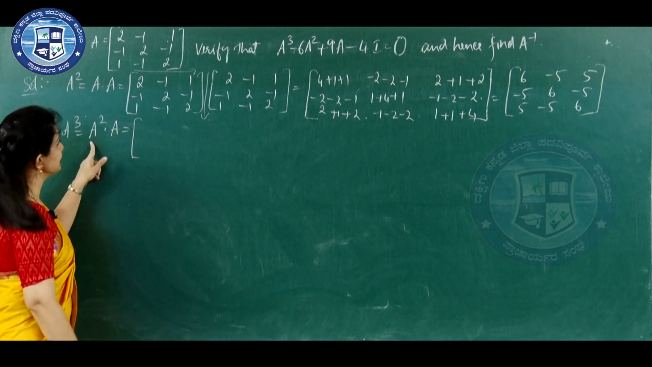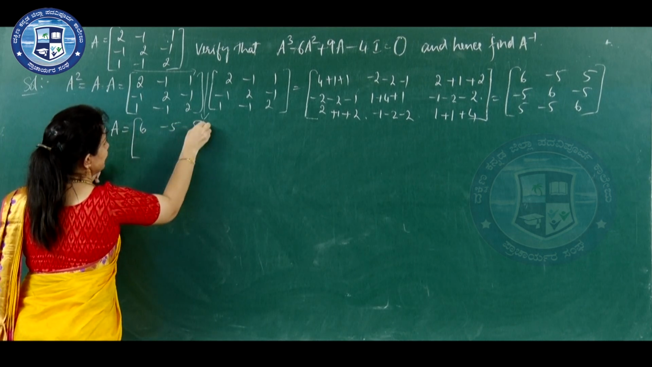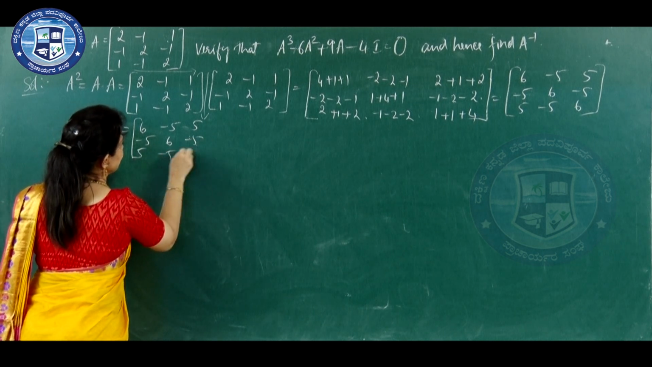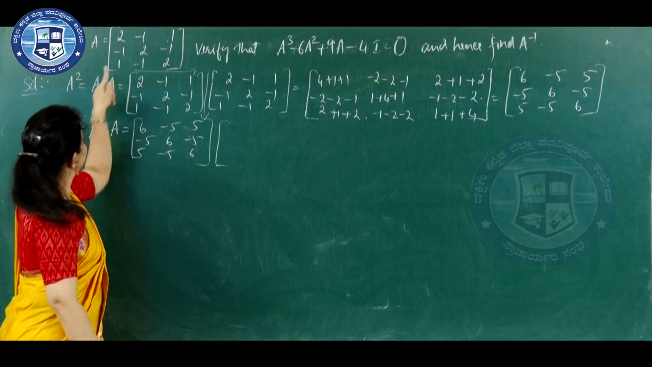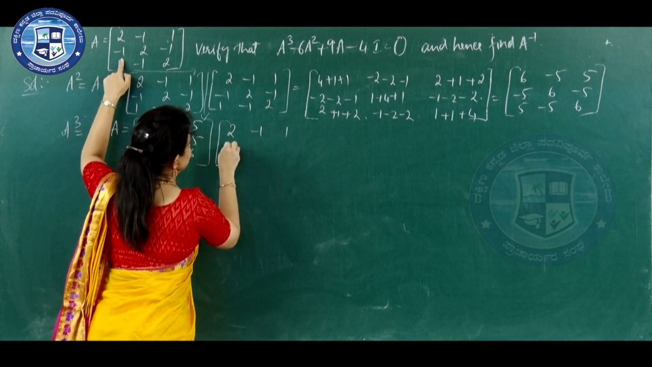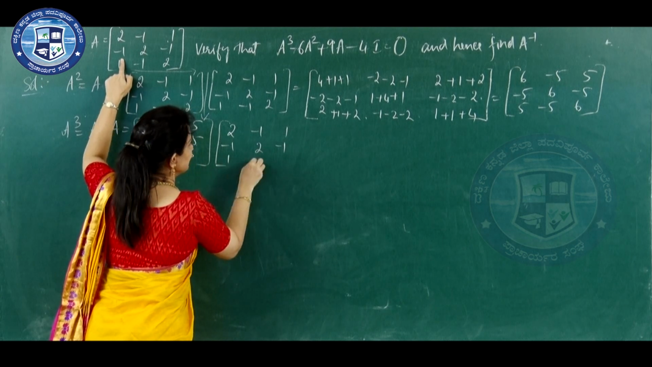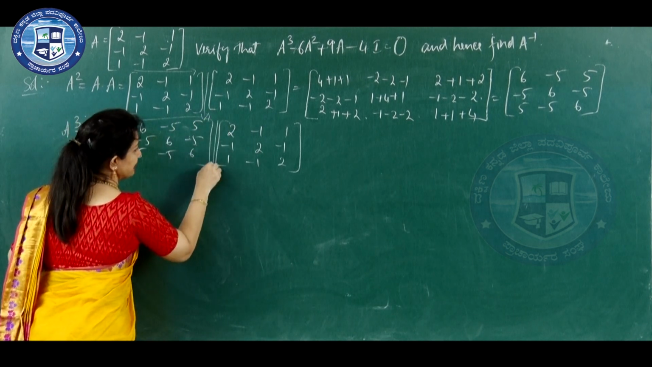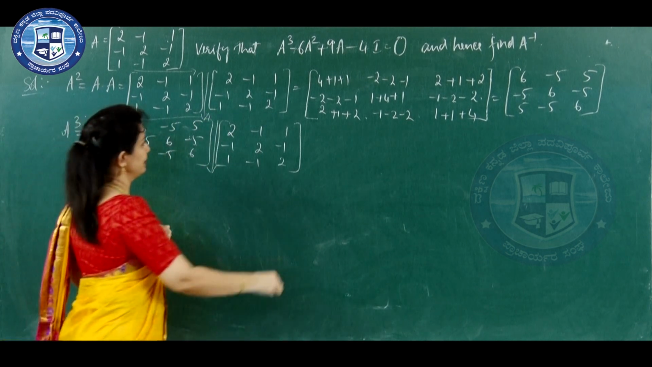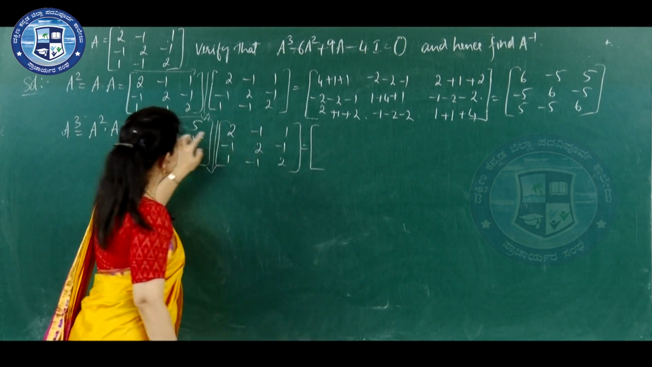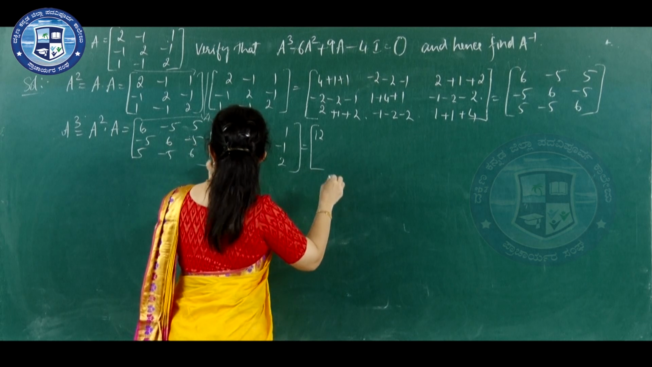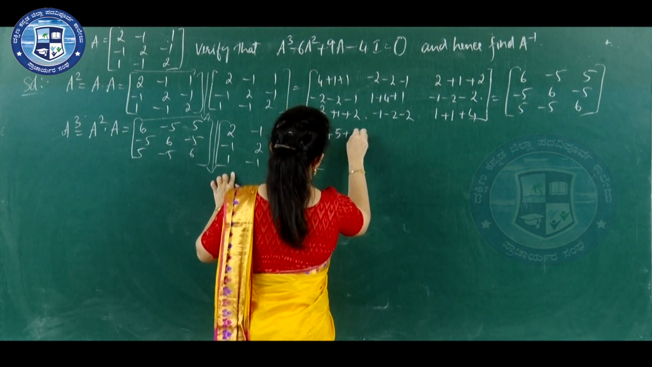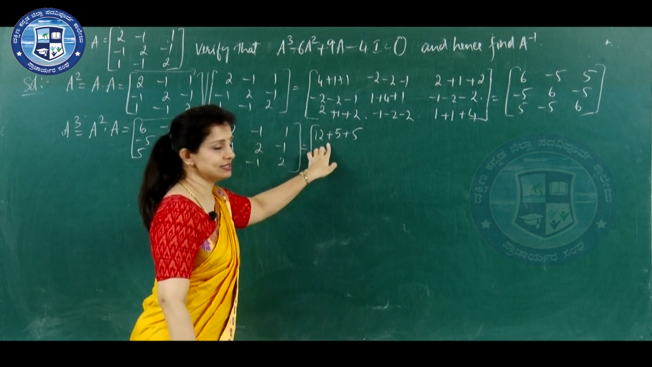A cube is equal to A square, we got already, [6 -5 5; -5 5 6...] into A value. A is given here, [2 -1 1; -1 2 -1; 1 -1 2]. When you multiply this, what do we get? Rows are multiplied by the corresponding elements of the columns. Here we have 6 into 2 is 12, first row multiplied by first column, plus 5 minus 5 into minus 1 is plus 5 plus 5. 12 plus 5 plus 5 is 22.